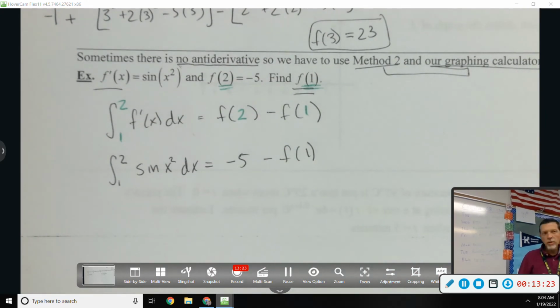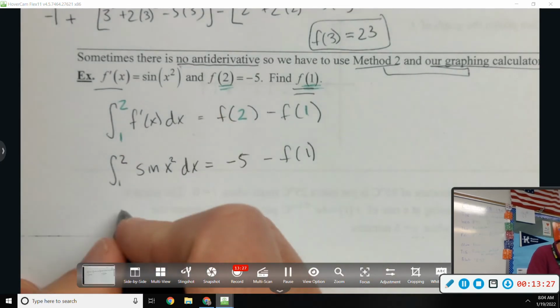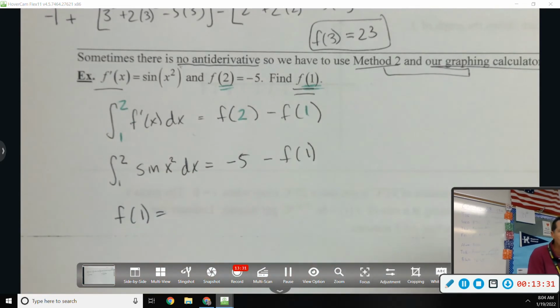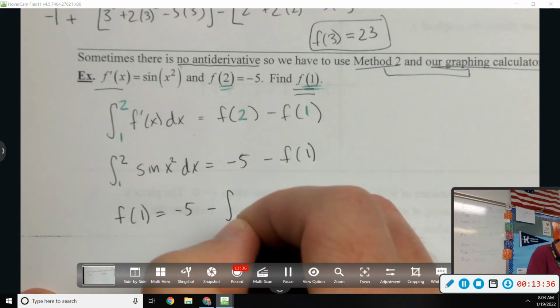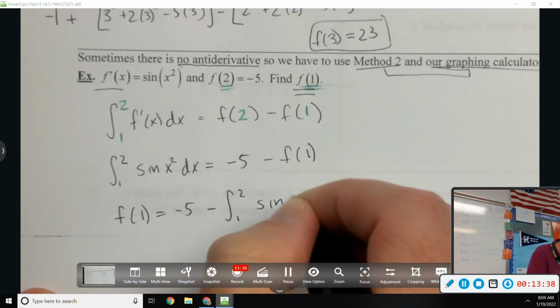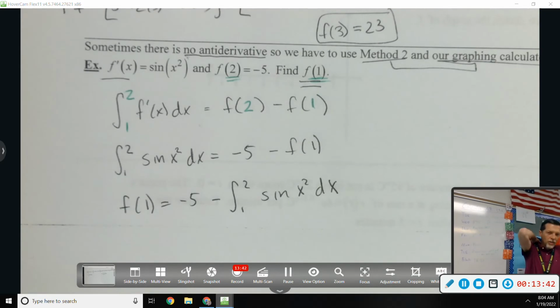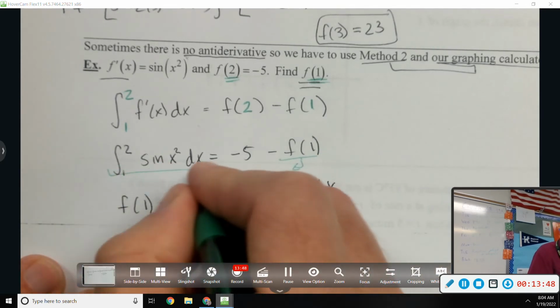So I'm going to do a little bit of algebra first to get f of 1 by itself. I'm going to add it to both sides to move it to the left side, and then subtract that integral over that whole thing. So that was, I mean, there's calculus stuff there, but that step was just algebra. All right, I moved f of 1 over, and I moved that integral over.